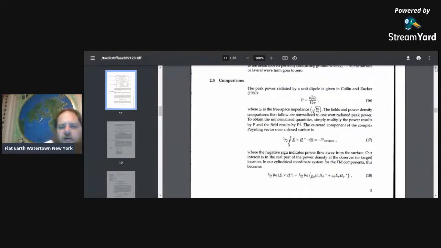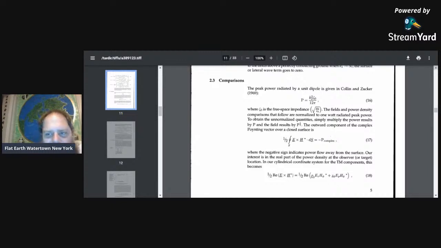So there's people out there, like McToon. McToon will say, "Oh, because you don't understand this math is what proves it's a globe." Because you got McToon and other globers out there. Listen, that has nothing to do with globe. Look at that: the peak power radiated by a unit dipole. All right, that has nothing to do with the Earth when it comes to it being a globe.